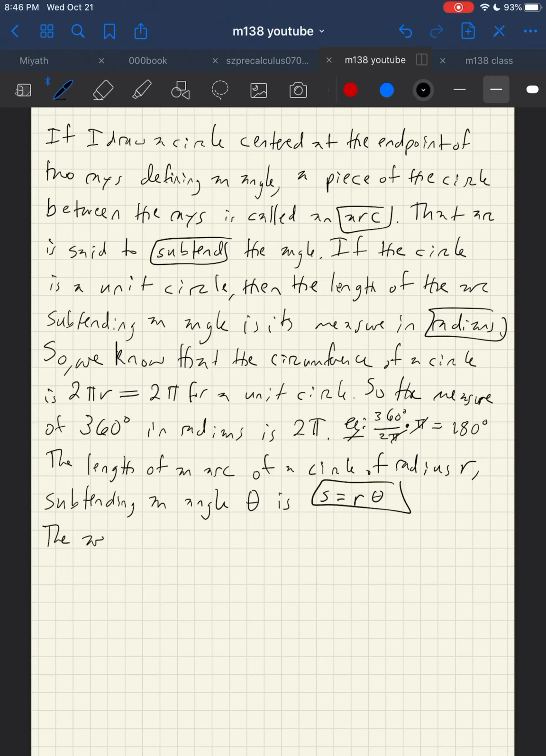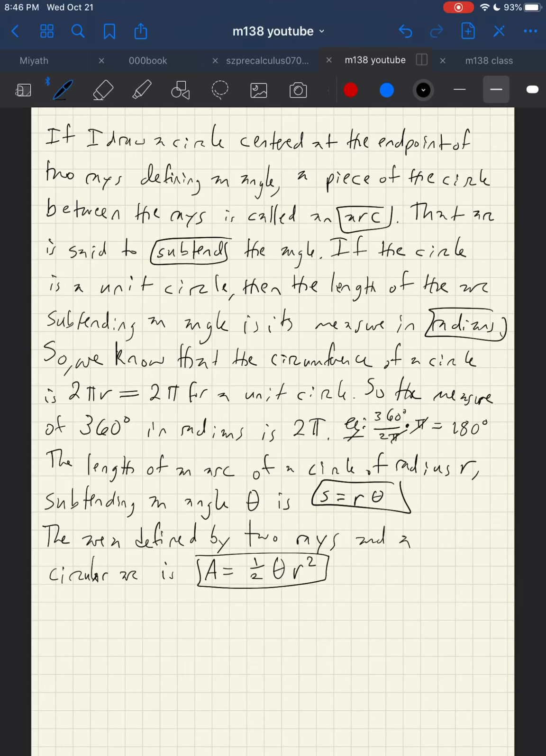Next, the area defined by 2 rays and a circular arc is A equals 1/2 theta r squared. So this is the area of a circular sector. To give you some idea, this would be a circular arc, and this would be a circular sector. This is sort of like a pie slice or piece of pizza. Okay? So let's do a couple of examples using these.